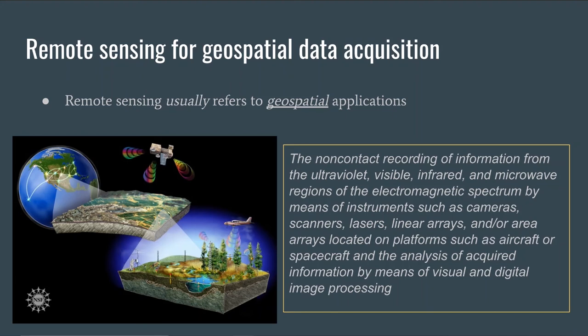In this case, remote sensing is defined as the non-contact recording of information from the ultraviolet, visible, infrared, and microwave regions of the electromagnetic spectrum by means of instruments such as cameras, scanners, lasers, linear arrays, and/or area arrays located on platforms such as aircraft or spacecraft, and the analysis of acquired information by means of visual and digital image processing. So it's a terrible definition, but this is an all-encompassing definition of what we talk about when we mean remote sensing in the geospatial world.